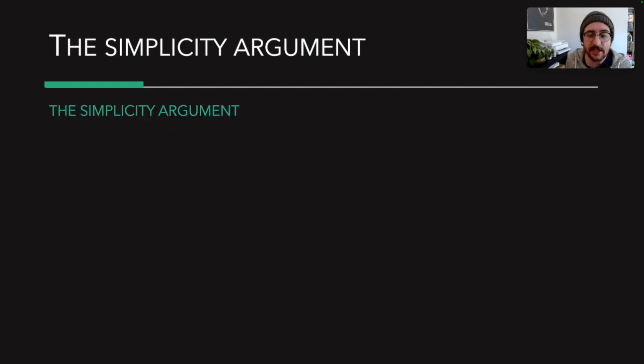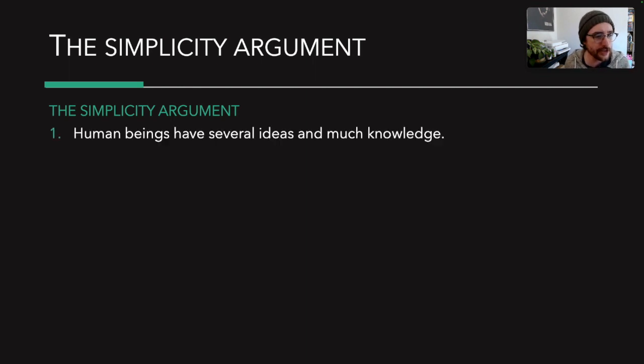So the argument here is essentially appealing to what's known as Occam's razor. Occam's razor says that when we have a phenomenon we're trying to explain, imagine we have two explanations. If one of them is simpler than the other, then other things being equal, the simpler explanation is more likely to be true. The observation we're trying to explain is that human beings have several ideas and a lot of knowledge. Where do those ideas, those concepts, that knowledge come from? That's what we need to explain: how they get into our mind.